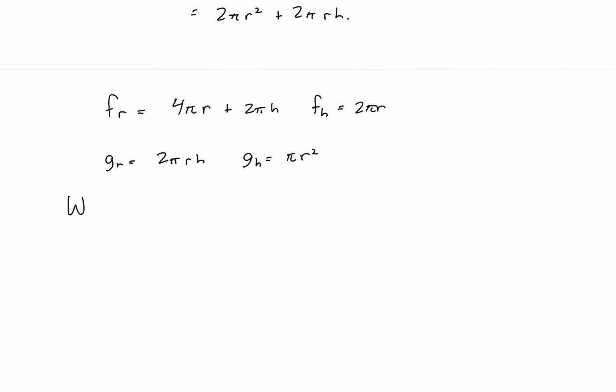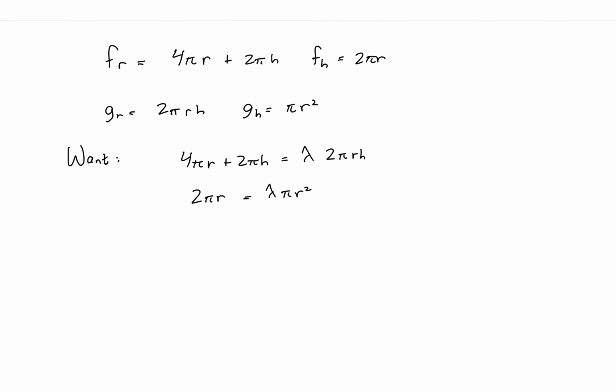So what do we want to find here? So I want 4 pi r plus 2 pi h to be equal to lambda times 2 pi r h. And I want 2 pi r to be lambda times pi r squared. Now, I can say that r cannot be 0 because if r is equal to 0, then the volume is 0, and that can't be 100. So that can't be what we're looking for because we need our volume to be 100.